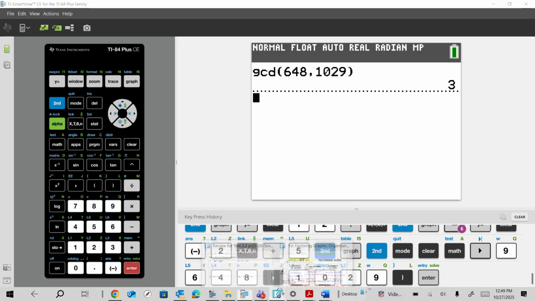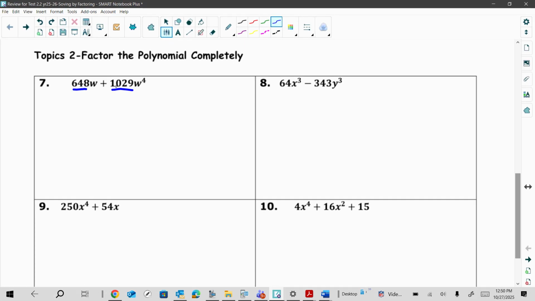Actually, for this one, we're going to have a 3W because they both have the variable W. So 3W is our GCF that we're going to take out. When we simplify that, the W's cancel. This is 216 plus 343 W cubed. All right, and now this is the difference of cubes.